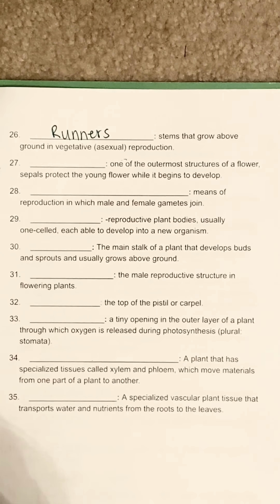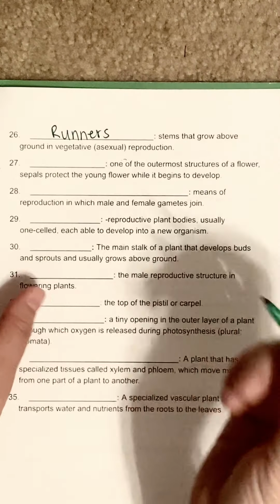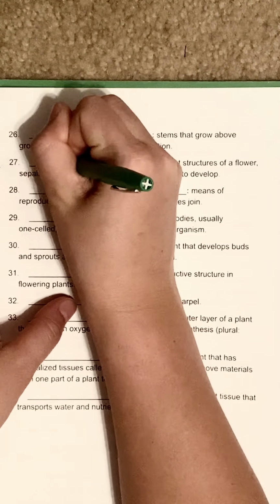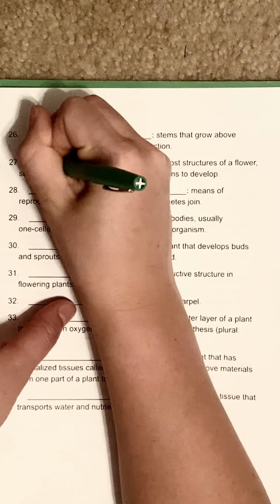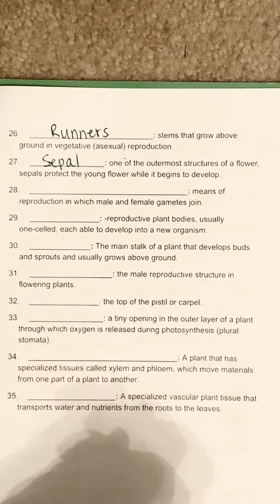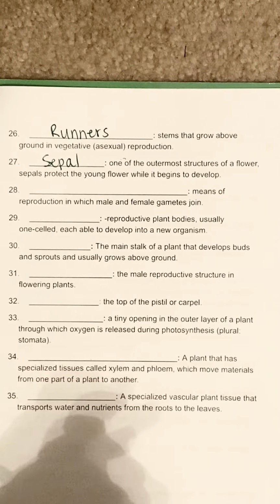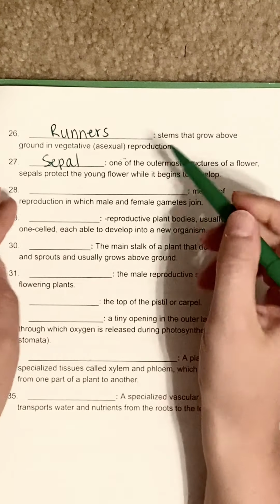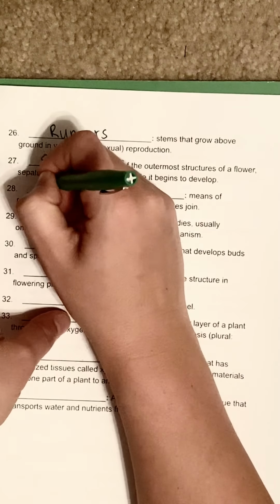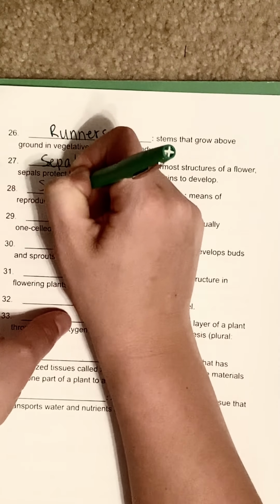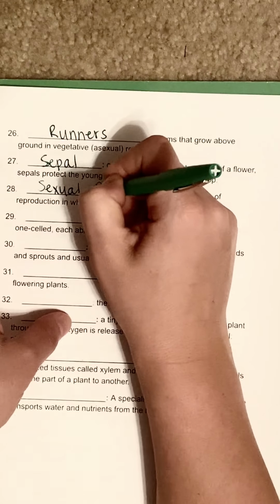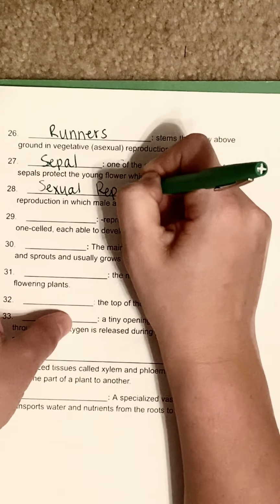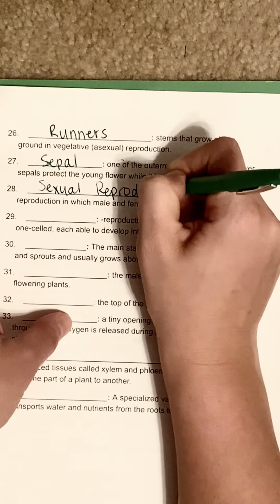Number 27, one of the outermost structures of a flower. These protect the young flower while it begins to develop. That is called the sepal. S-E-P-A-L, sepal. Number 28, a means of reproduction in which the male and female gametes join. That's the opposite of asexual. It's called sexual reproduction. It just means you have to have a male gamete and a female gamete that have to come together.